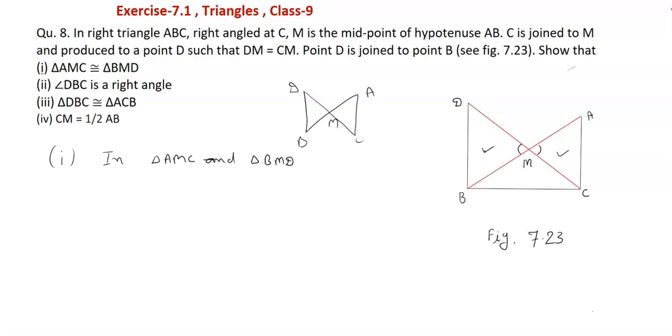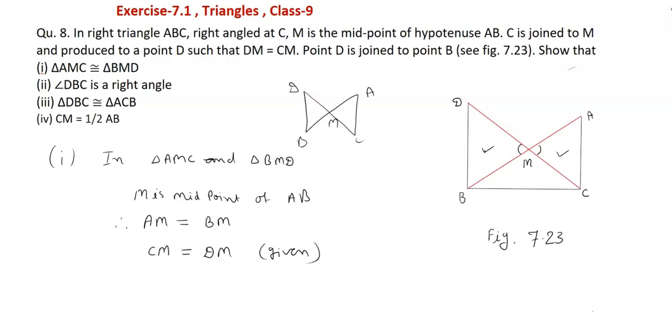What side and angle? We can say M is the midpoint of AB, so definitely AM is equal to BM. In triangle AMC, side AM will be equal to side BM in triangle BMD. Now the second thing given: in triangle AMC, CM is equal to DM, given in the question. So we write here: given.